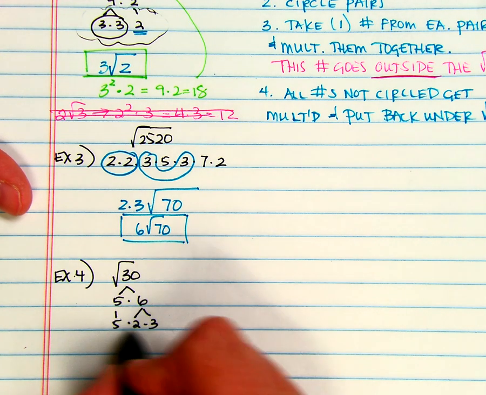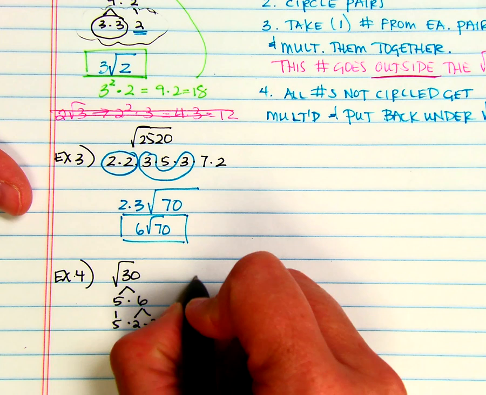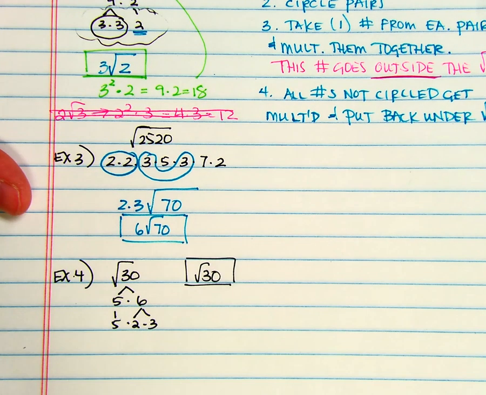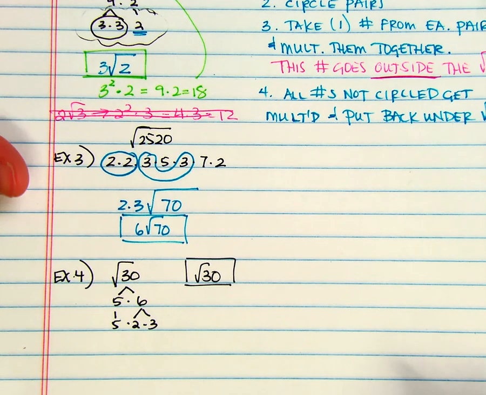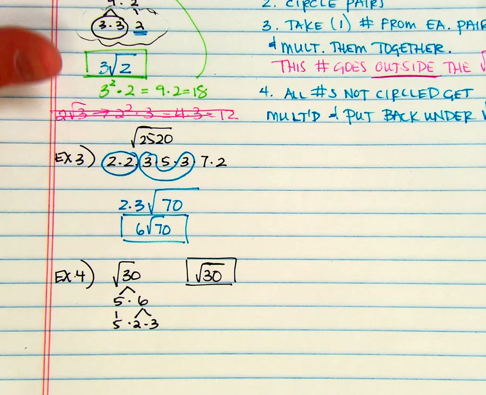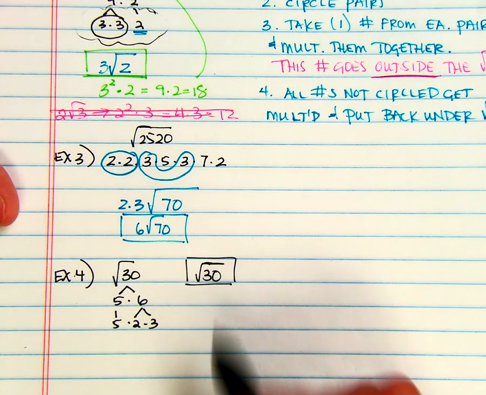So if I multiply this and put it all back under, I still end up with the square root of 30. So the square root of 30 is simplified. So every once in a while, you'll find those big prime numbers that cannot be simplified. Don't panic. It's just the square root of 30.